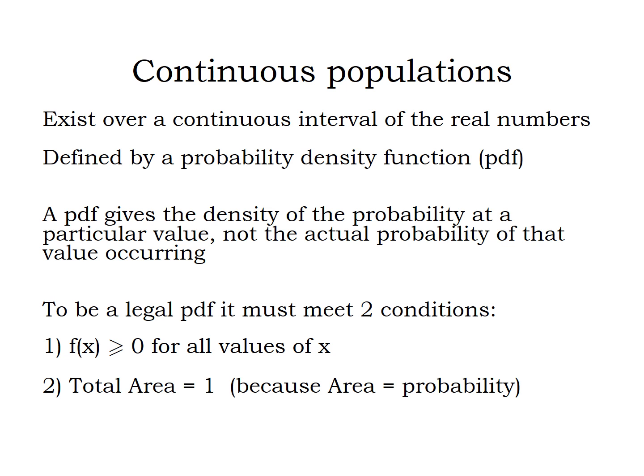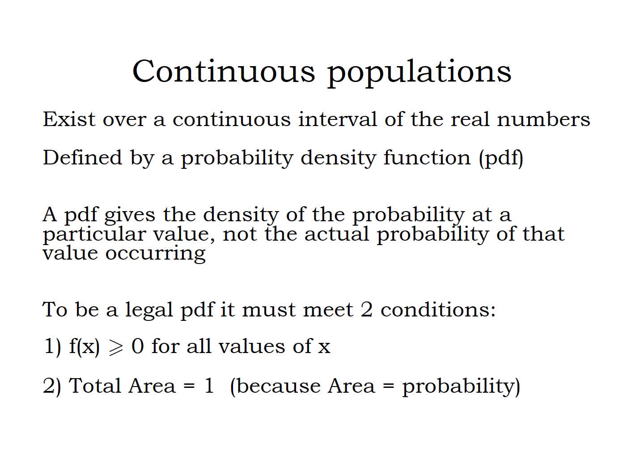To be a legal probability density function, you have to meet two conditions. The first condition says that the density function, f of x, has always got to be positive or 0. That is, the graph can never drop below the x-axis.